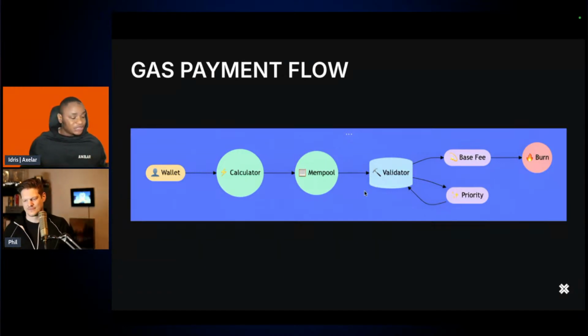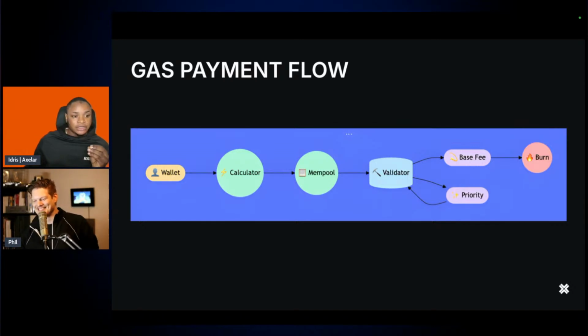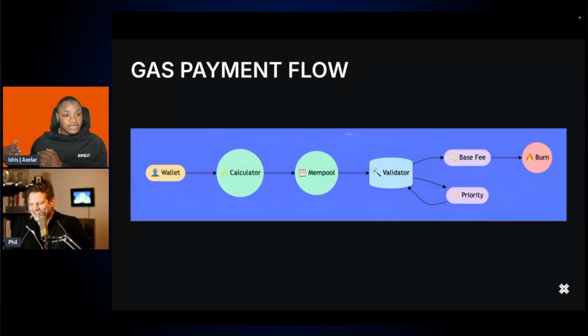So it calculates, but the calculation here is based on the base gas units required for the operation, the current gas price based on the network demand, and then the total estimated cost in the native token of the particular chain you're interacting with. So you move from that and then go straight to the mempool. Once calculated, your transaction enters the mempool.